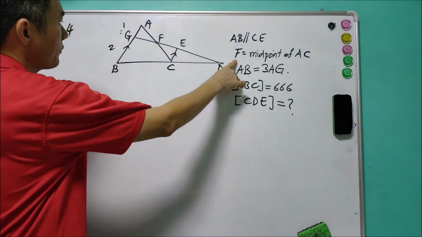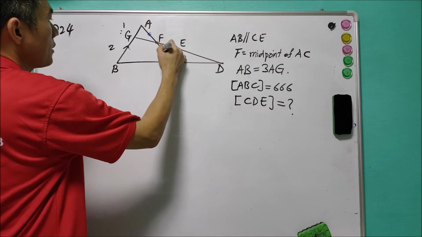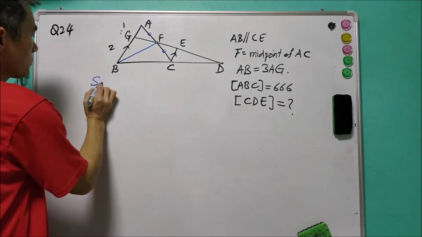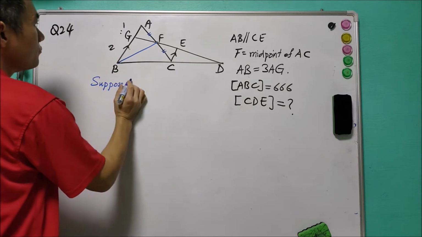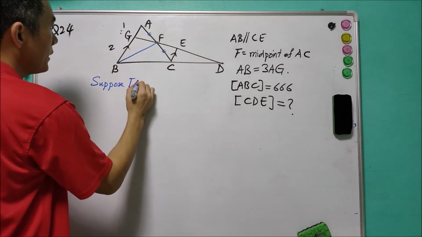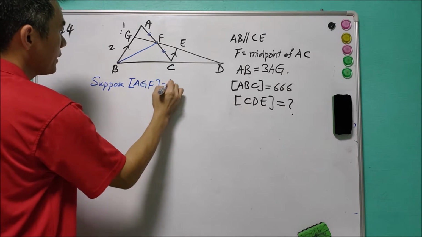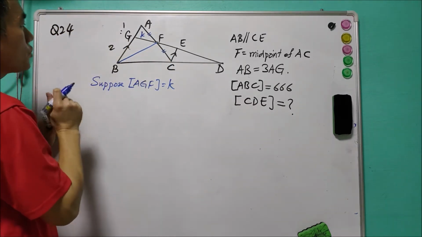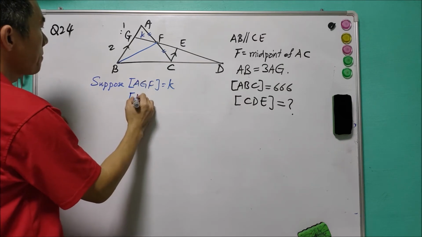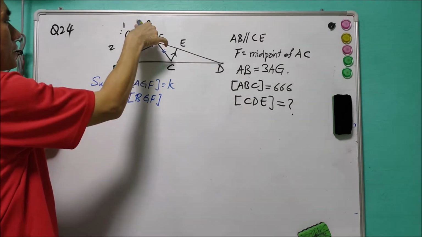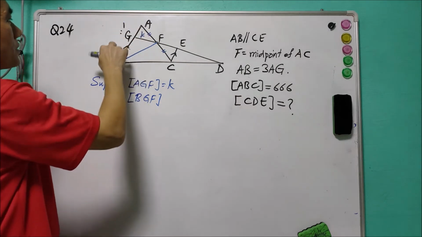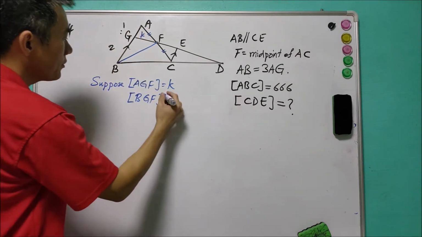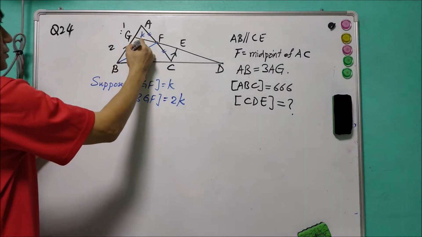Since F is a midpoint of AC, so these two are the same. We join B and F. Suppose the area of triangle AGF equals to K. Because the triangle AGF and the triangle BGF have the same height, and the base is of 1 to 2, the area of triangle BGF equals to 2K.